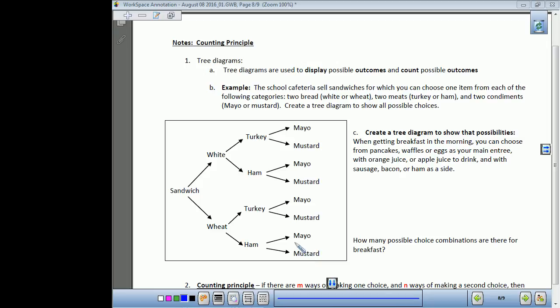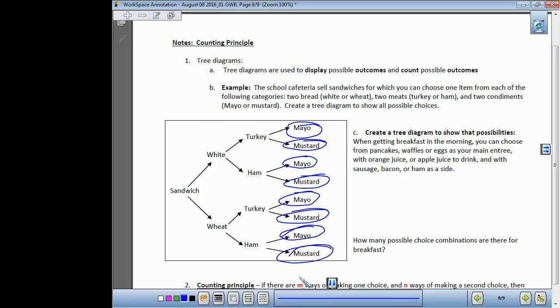If we did turkey, we could do mayo or mustard, and the same for each of the other branches. When we look at the end of the branches, we have 1, 2, 3, 4, 5, 6, 7, 8 different sandwiches that we could make, given 2 choices for bread, 2 choices for meat, and 2 choices for condiments. Okay, so do you see how to create the visualization with the tree diagram?